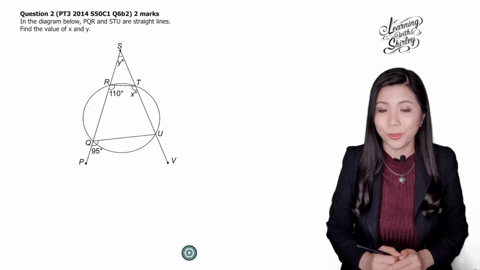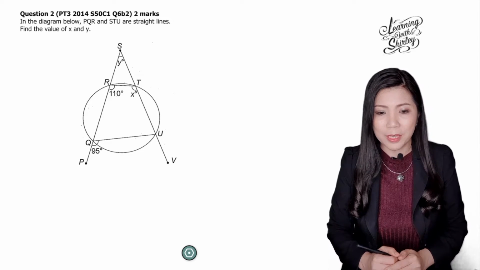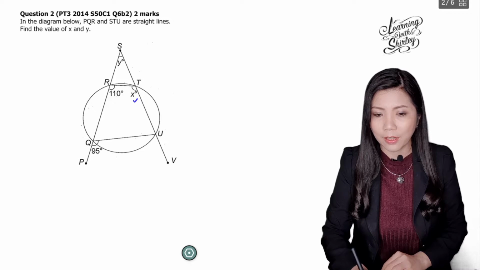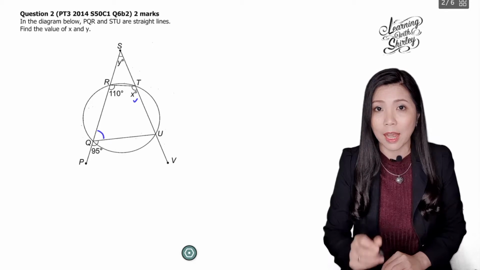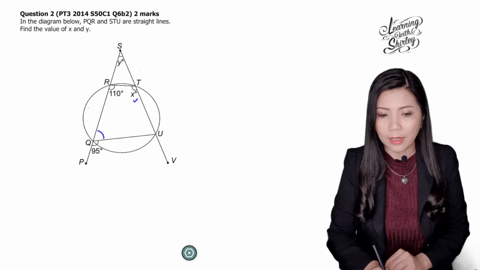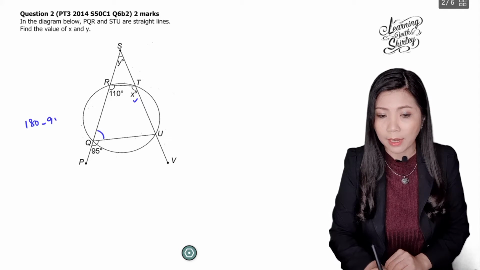Let's look at question number 2. In the diagram below, PQR and STU are straight lines. Find the value of X and Y. In order to find X, we need to know what this angle is because I'm going to use the cyclic quadrilateral method. To find this angle, I'm going to use 180 minus 95, so we get 85 degrees. So this is 85 degrees.